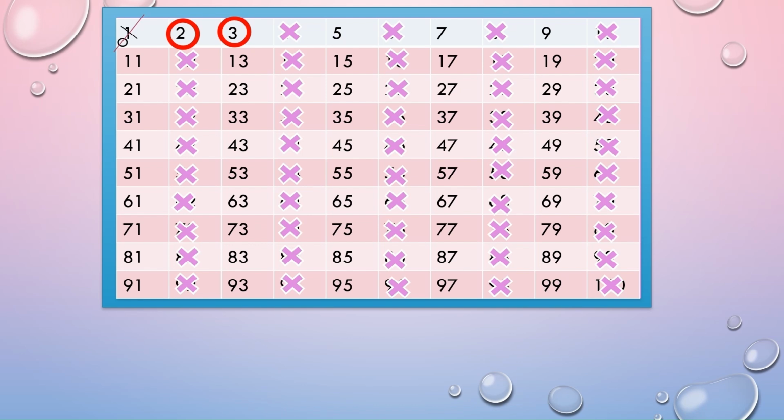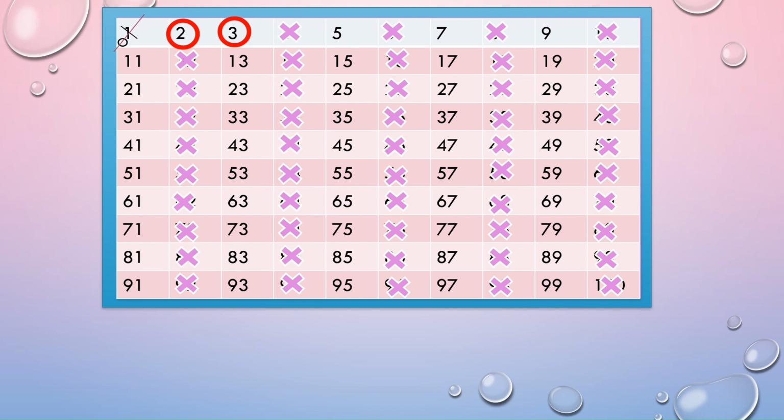Circle 3 and now cross out all the numbers that are divisible by 3. One way is all the numbers that are in the tables of 3. Another way of finding out if a number is divisible by 3 is by adding up the digits, and if it is in the tables of 3, it is divisible by 3. So I've circled 3. I'm going to cross out all the numbers that are in the tables of 3. Some of the numbers have already been crossed out because they were in the tables of 2 also.